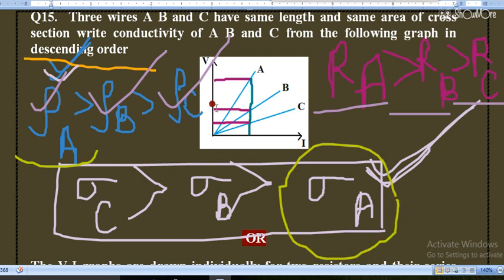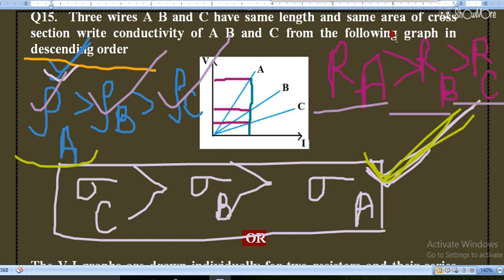And in which way do we have to write? We have to write the conductivity of A, B, C from the following graph in descending order. So the minimum value will come here. When we move from left to right, the value of conductivity should decrease. So I hope it is clear. Sigma C is greater than sigma B, and it will be greater than sigma A. This will be the answer for question number 15, first part.